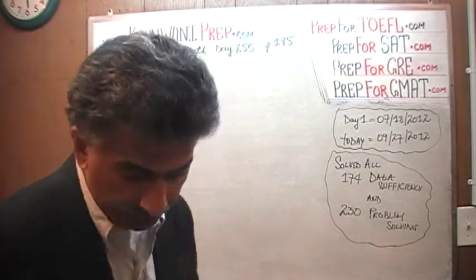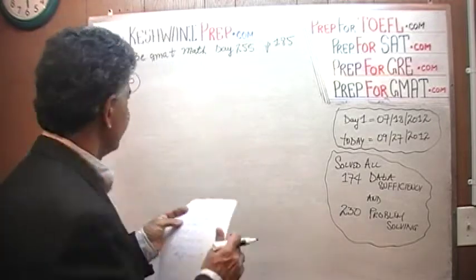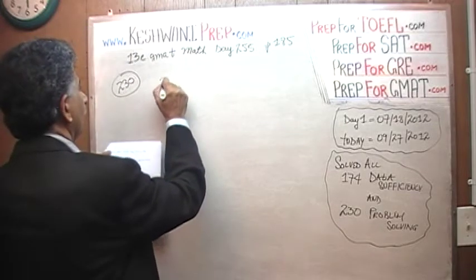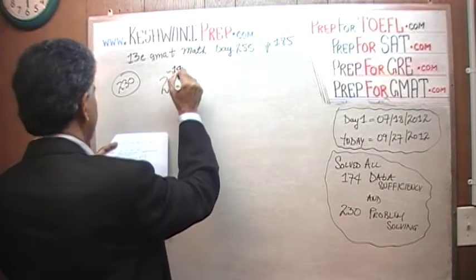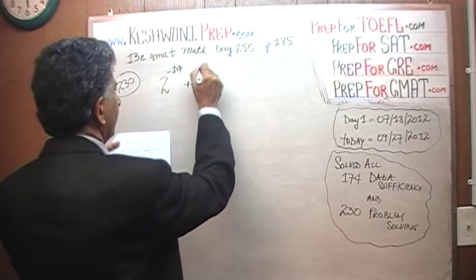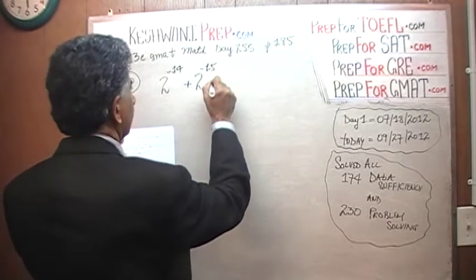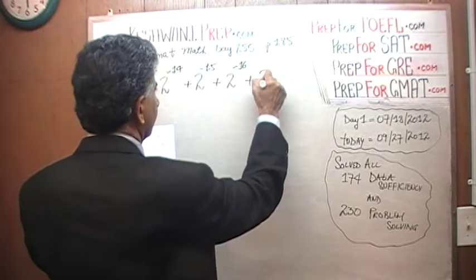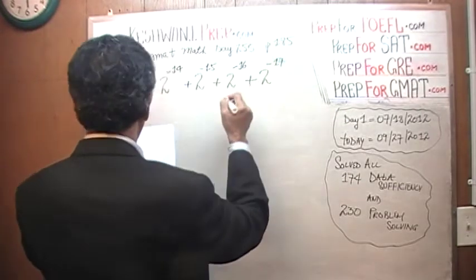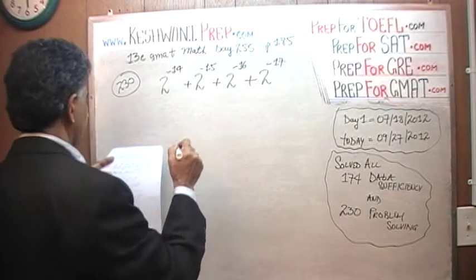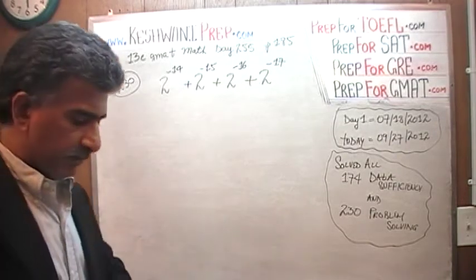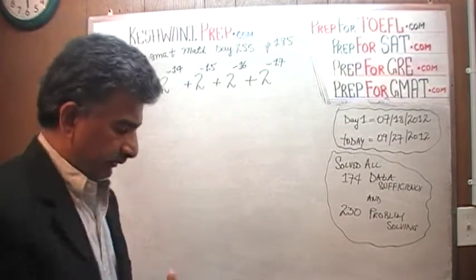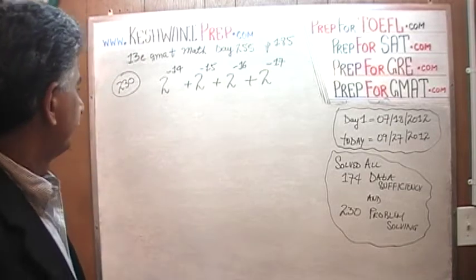Let's do number 230, the very last one. 2 raised to negative 14 plus 2 raised to negative 15 plus 2 raised to negative 16 plus 2 raised to negative 17. Let's first deal with this part before we worry about what they're asking here. Let's evaluate this part one by one.